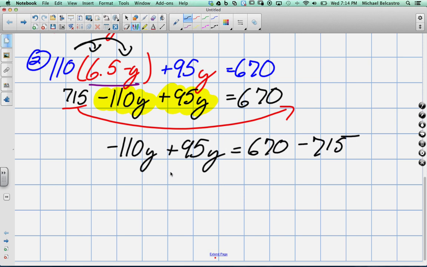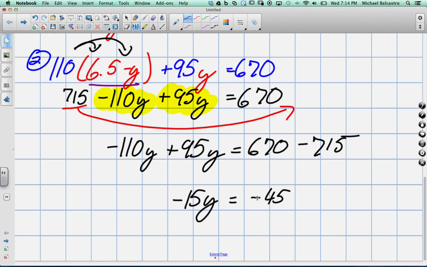Okay. So let's collect our like terms. I'm going to kind of go through this here. Negative 110y plus 95y will actually give us negative 15. All right? Yeah. Negative 15y. Okay. And if you have a calculator, you can double check it. And 670 minus 715 will give us negative 45.